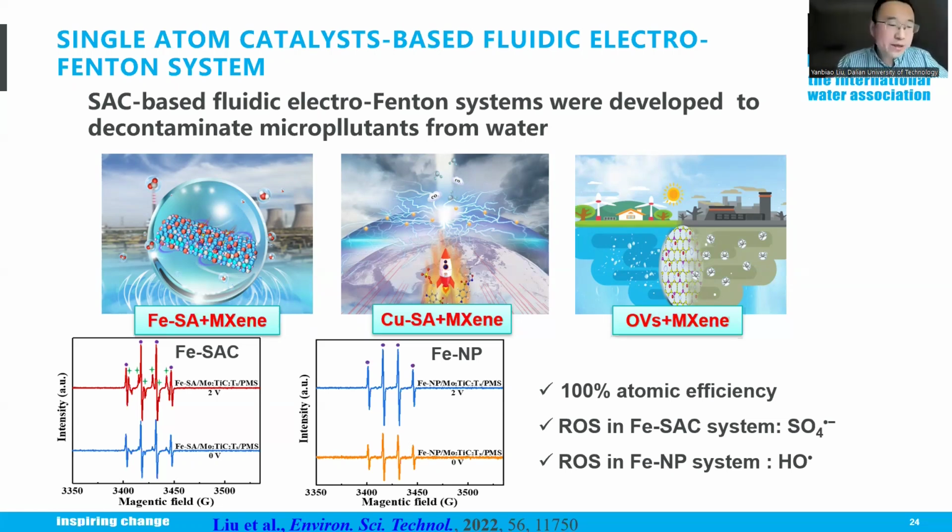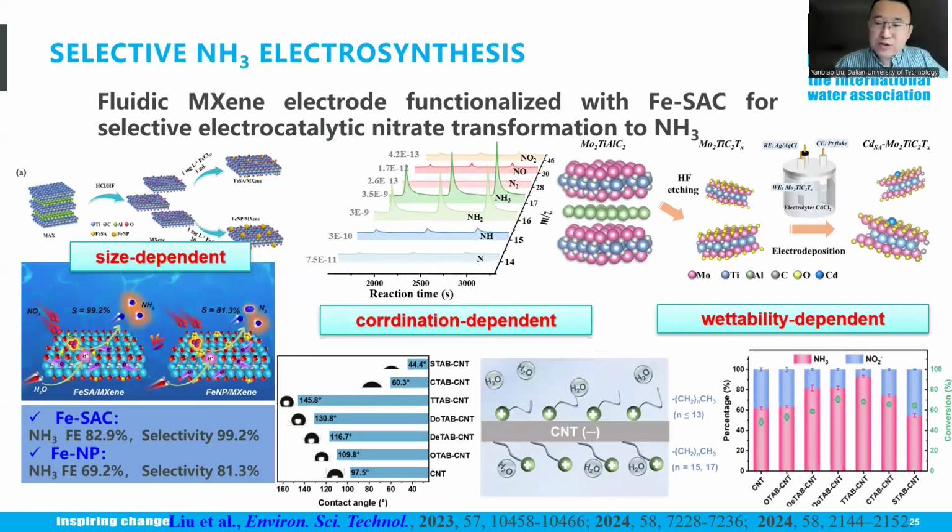For example, in the iron single atom catalyst system, the dominant reactive oxygen species is sulfate radicals. However, in the iron nanoparticle-based system, where the only difference is the size of the particles, the dominant reactive oxygen species become hydroxyl radicals. So we can change the reactive oxygen species by changing the size of the catalyst.